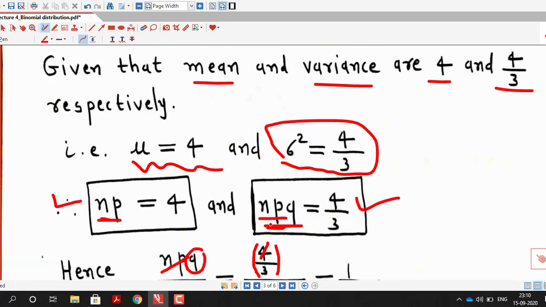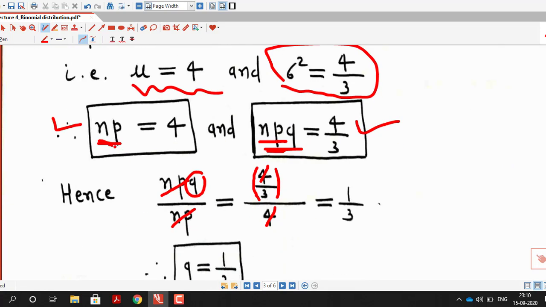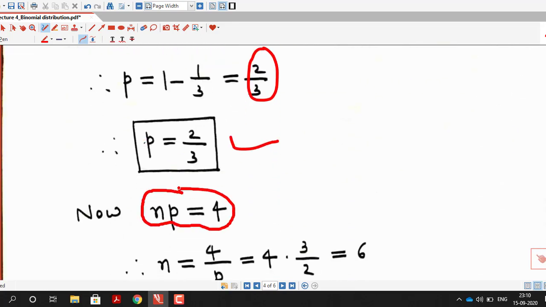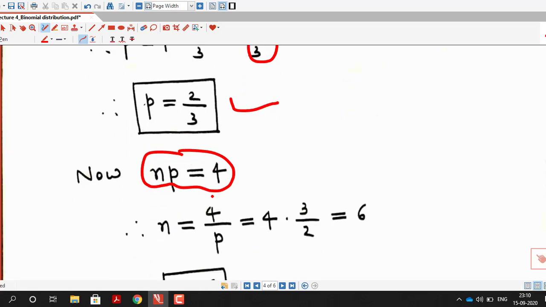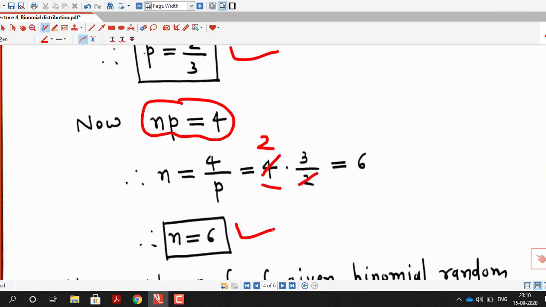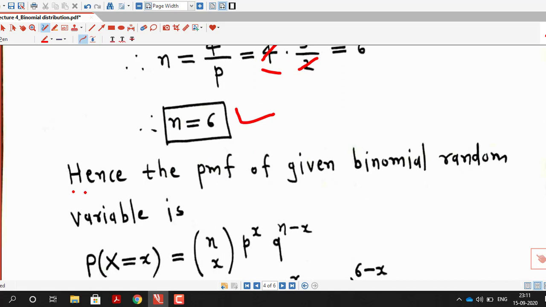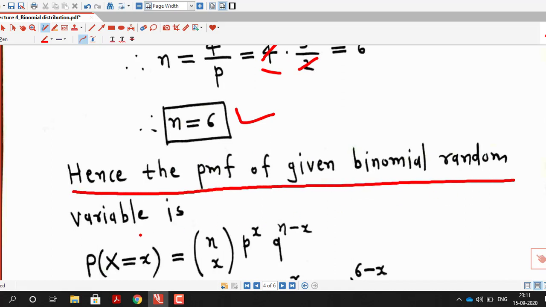Now how to obtain the value of n? We can use this equation: we have n into p equal to 4 and p is 2 by 3. Using this we obtain the number of trials, n equal to 4 by p. p is 2 by 3, so 4 divided by 2 by 3 is 4 into 3 by 2, and this 2 will cancel out and we obtain the number of trials equal to 6. So now we have the parameters n equal to 6, p equal to 2 by 3. Using these parameters we can write down the formula for the probability mass function of a binomial random variable.